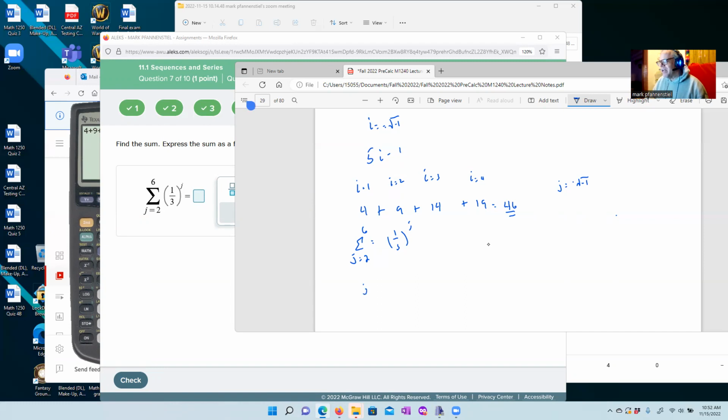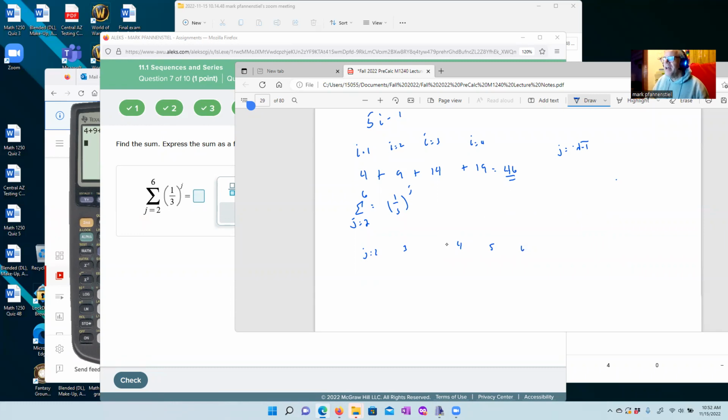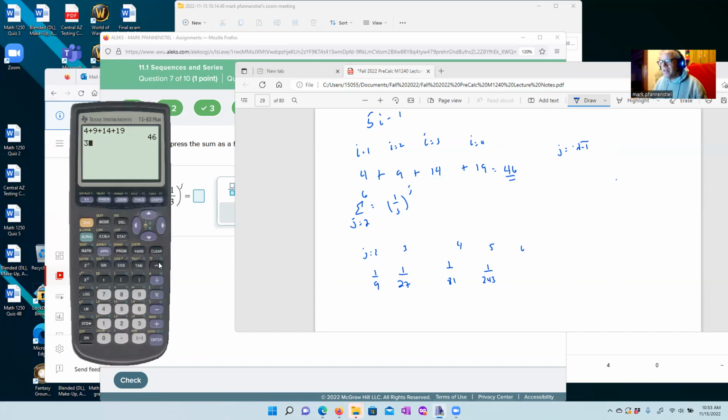So we're just going to make a little table here. J equals 2, 3, 4, 5, 6, and we're just going to add these things up. So this is going to be 1 over 3 to the second power. That's going to be 1 over 9. 1 over 3 to the 3, 1 over 27, 3 to the 4th, 1 over 81, 3 to the 5th, that's going to be 1 over 243, and I don't know what 3 to the 6th is offhand, so I'm going to cheat a little bit and say 3 to the 6th power. Okay, it's 729.